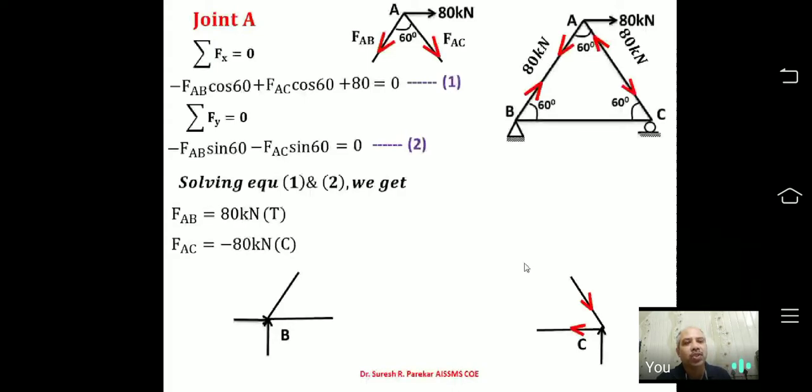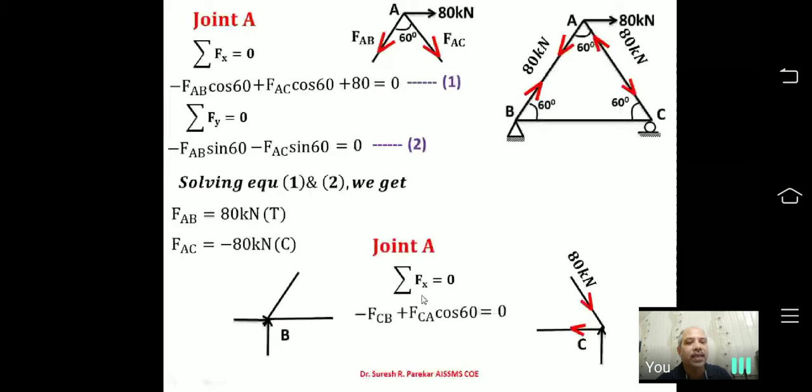Now once I know these two values, if we go to joint C, I know the CA value; the unknowns are CB and the vertical reaction. But we are interested only in the force in member CB. Now, solving this joint, with Fx equal to 0, we have minus FCB plus FCA cos 60, and that gives me the value of FCB. We get the value of 40 kilonewton tensile, and we show that value in the diagram.